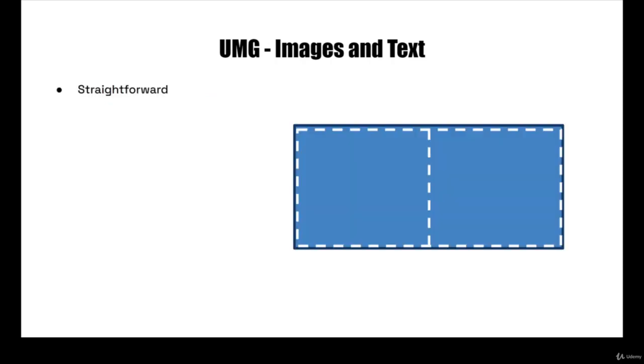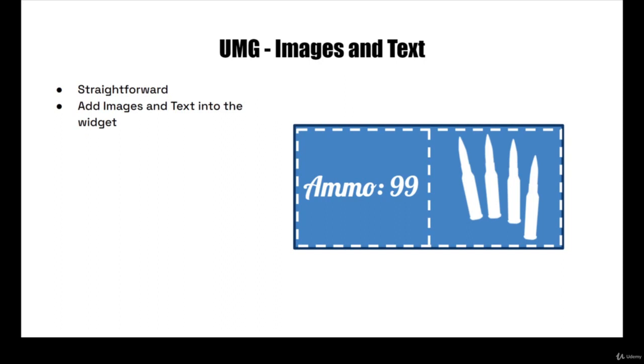Next, we have images and text. These are straightforward. Let's say we have a widget with two boxes. We can add images and text into the widget by simply dragging them in. Text can be placed into specific areas as well as images.